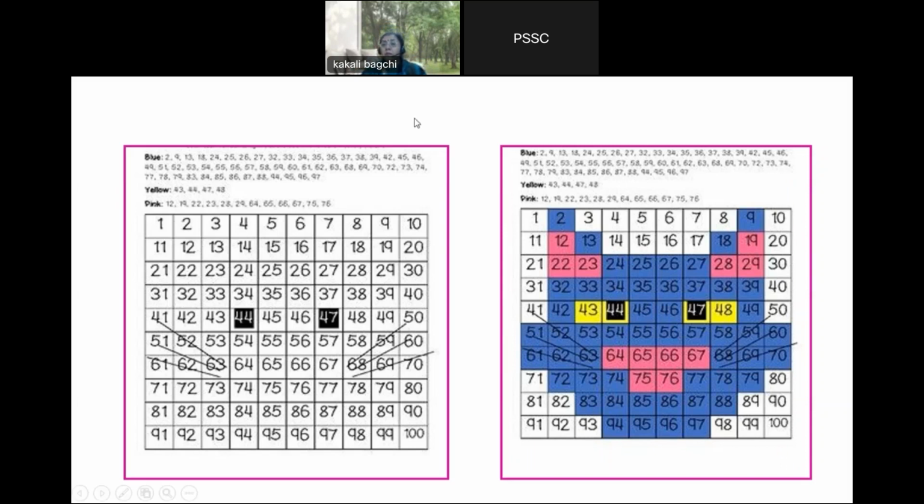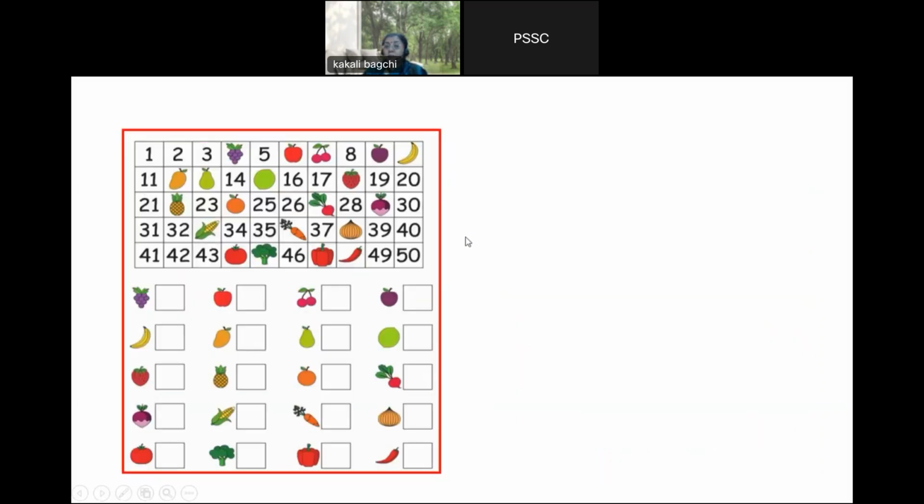Can we do this? Yes. So through this activity in the primary classes, recognition of the numbers, without any mathematical instruction, only by colors, we can touch them. We can involve them.